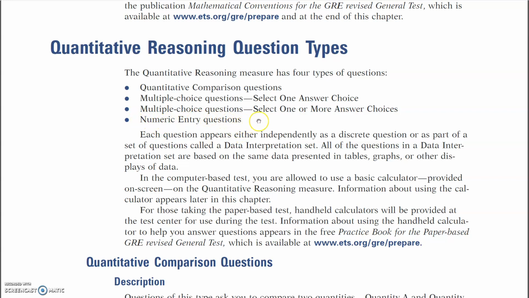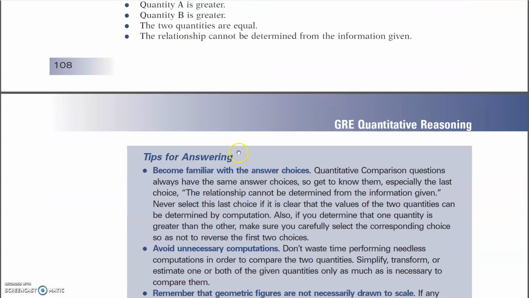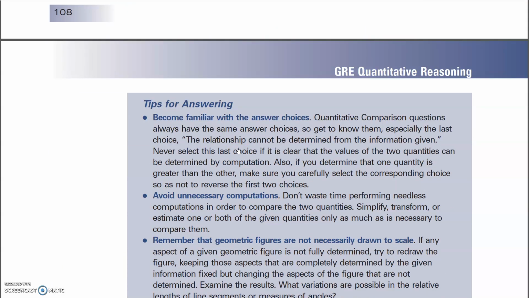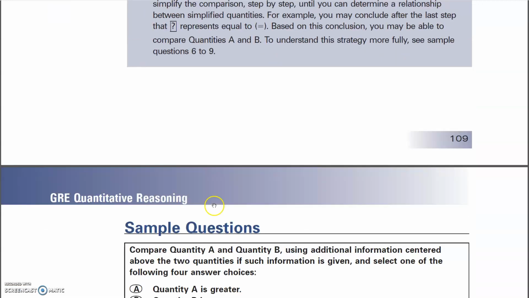So the last one is the numeric entry question. This is a box provided for you, so you just type in the answer. For example, if the answer is 40, you type in 40. If the answer is 4, write 4. So that's that.